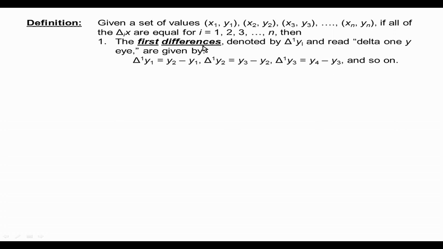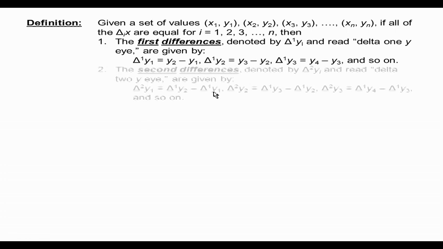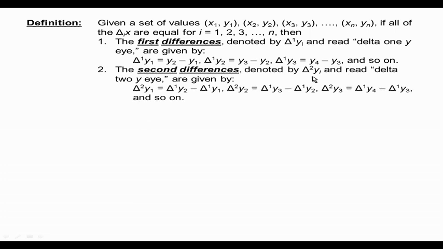If we have first differences, we can have second differences. So the second differences, denoted by delta 2yi, and again the 2 stands for second differences, is given by delta 2y1 is delta 1y2 minus delta 1y1. Delta 2y2 is delta 1y3 minus delta 1y2, and so on like this. The second differences are the differences of the first differences. The first differences, you simply look at the differences in the consecutive y's. The second differences, you look at the differences in the first differences.